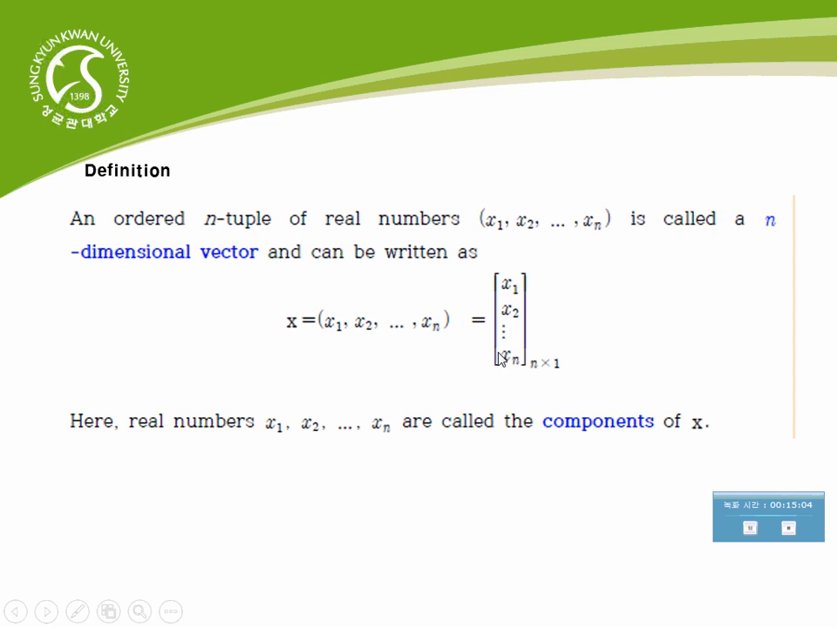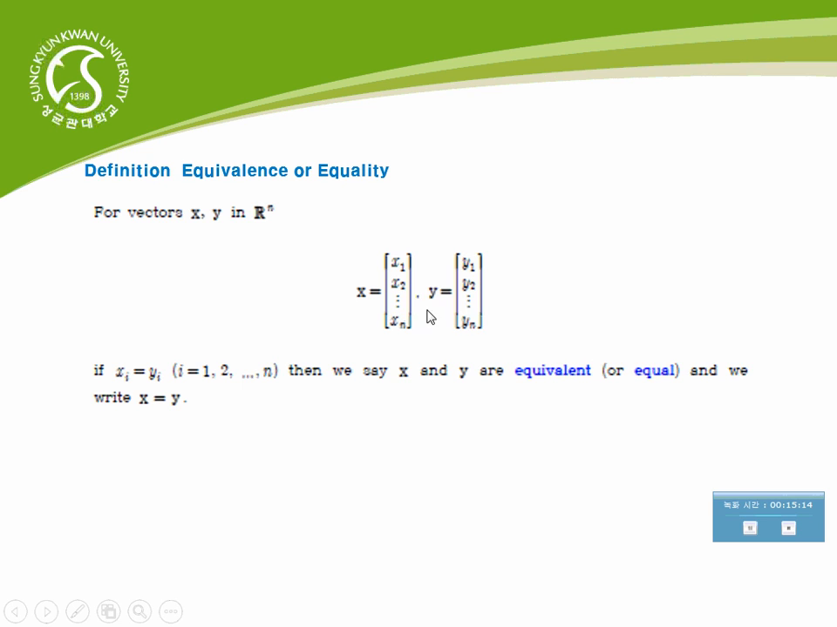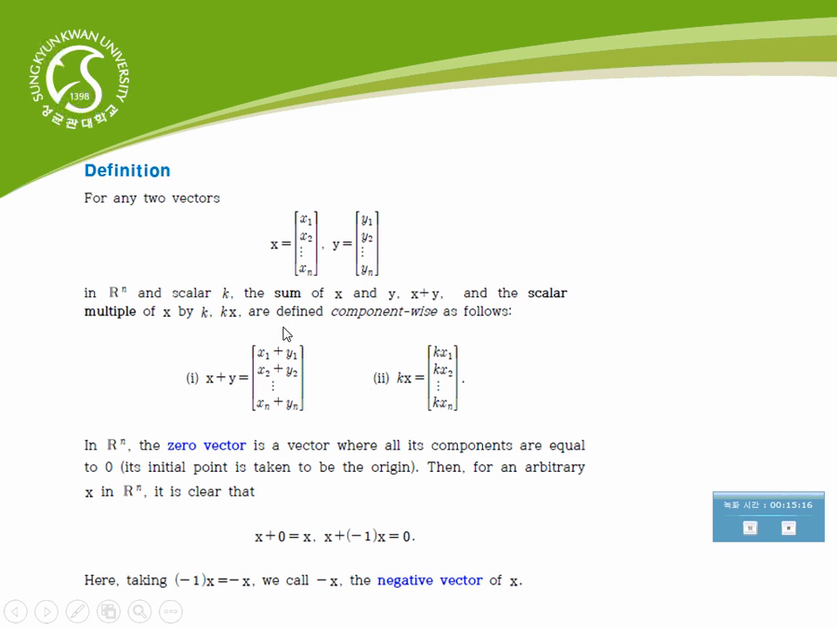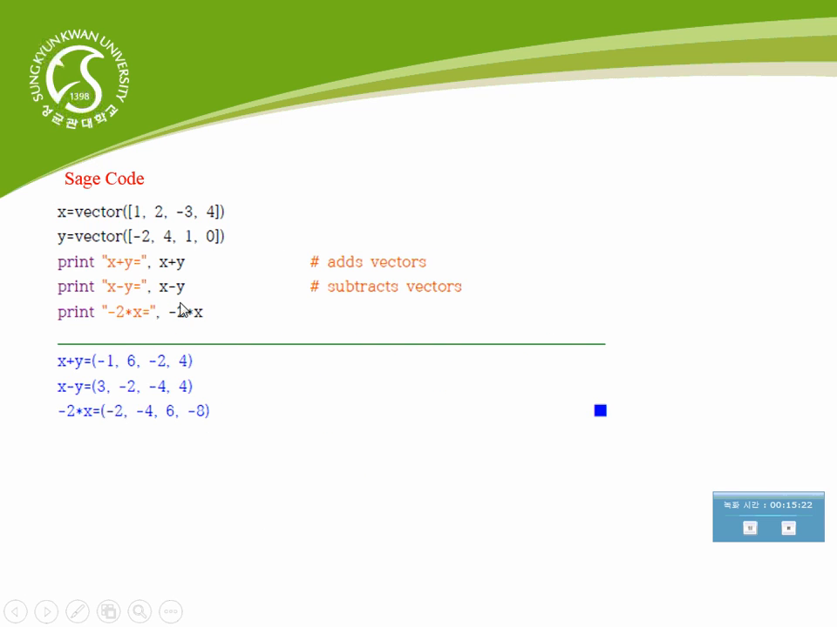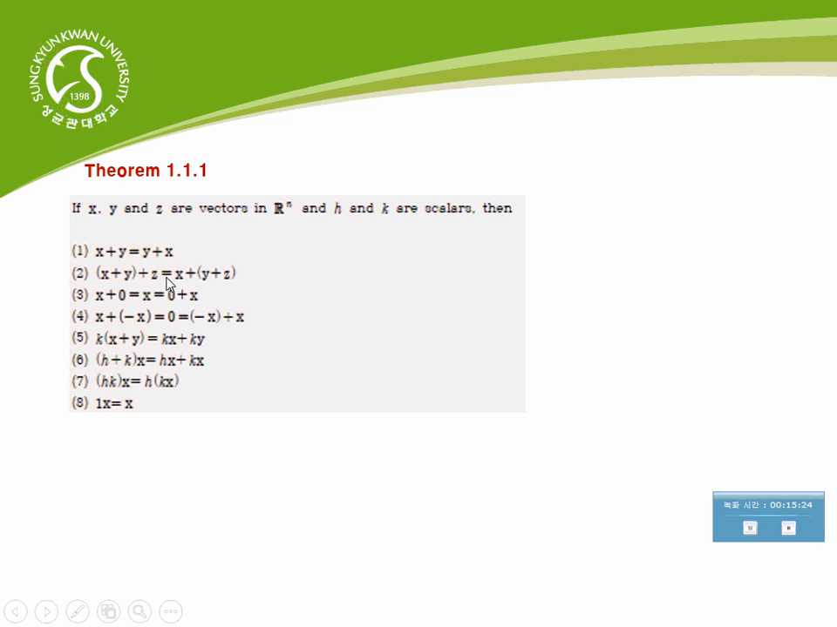We can define the vector addition in Rn. We can define the scalar multiplication of vectors in Rn in the same manner. Two vectors are given in Rn. Vector addition and scalar multiplication are done in a similar way, and the code is given here.